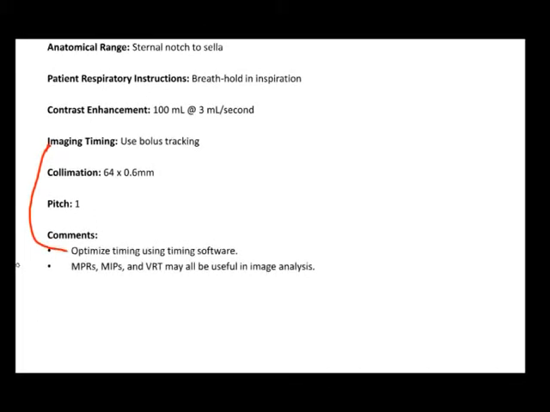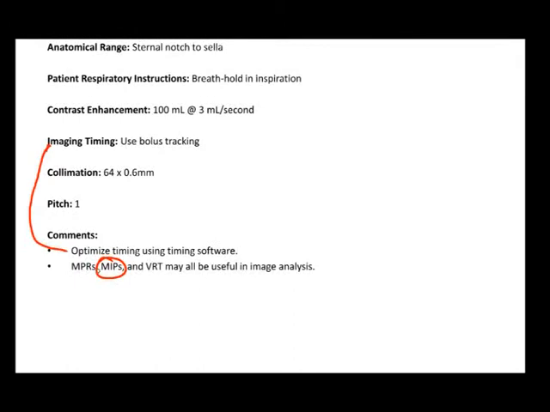The patient respiratory instructions are basically your arteries. And the scan is to commence around 10 seconds after the start of the second phase. And so basically you're going to have 60 milliliters injected at this point in time. The collimation is going to be 64 by 0.6, and the pitch is going to be 1.